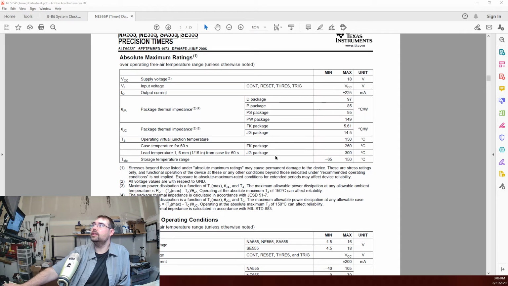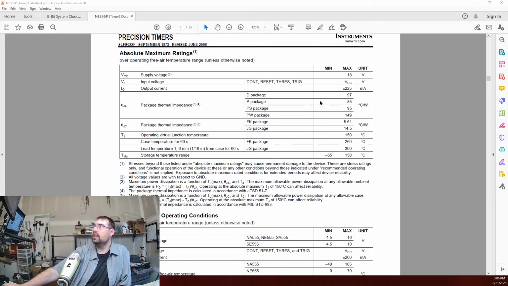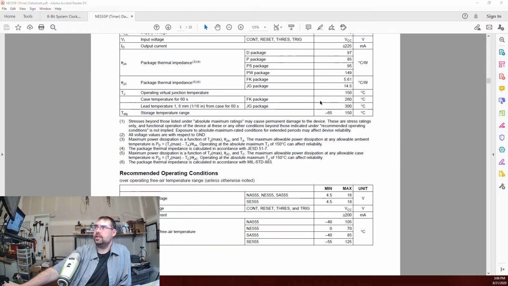Scroll on down. Here's your max. So right here, 18 volts. You can actually put a decent amount of voltage into it before you start damaging the chip. Your VCC input voltage is the same as your control, your reset, your threshold, and your trigger. And all kinds of other information that you might be interested in.